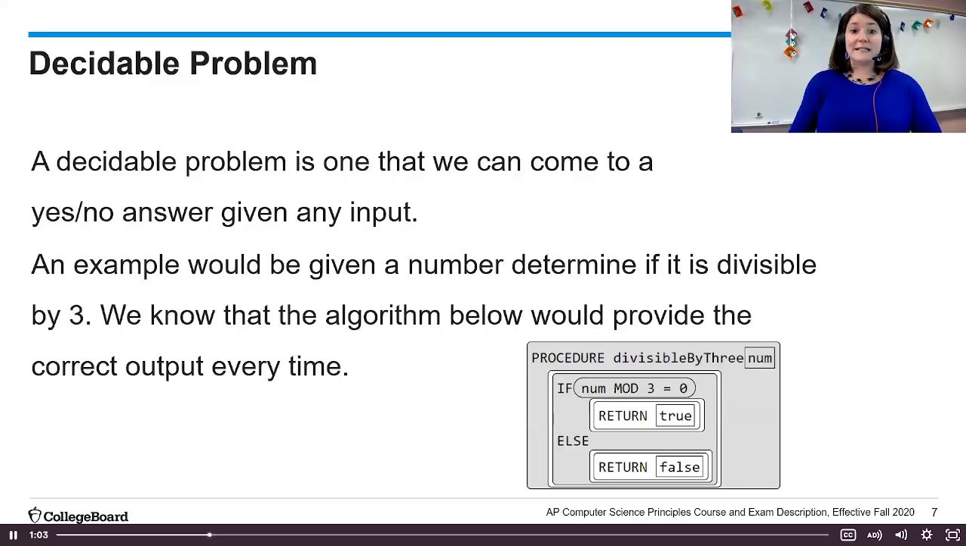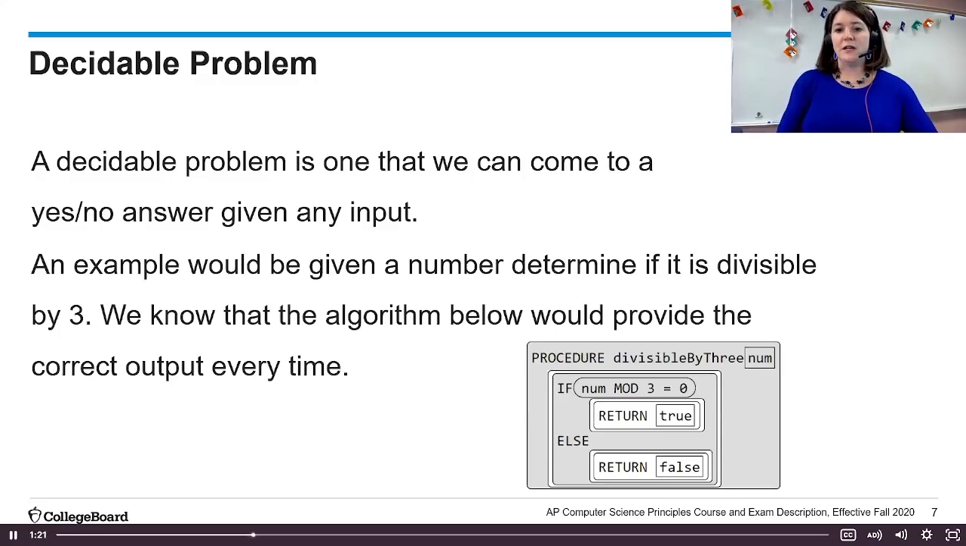So here is a decidable problem. A decidable problem, again, is one where we can come to a yes/no answer given any input. An example would be: given a number, determine if it's divisible by 3. We know that the algorithm below would provide the correct output every time.